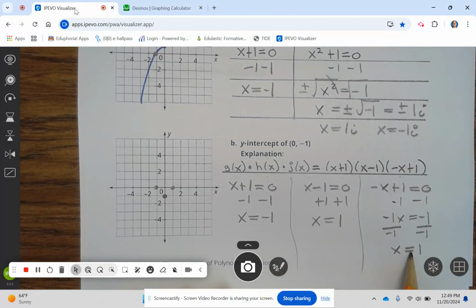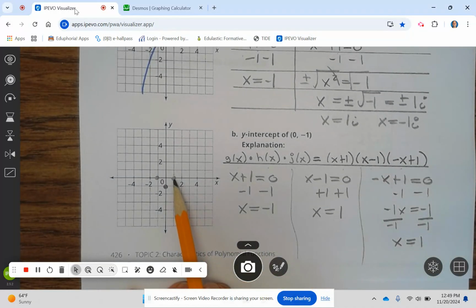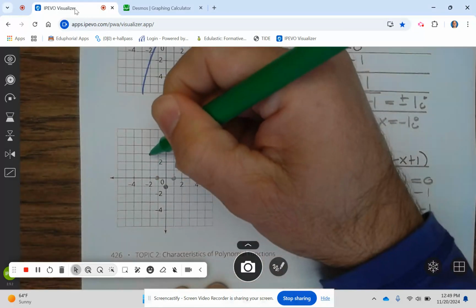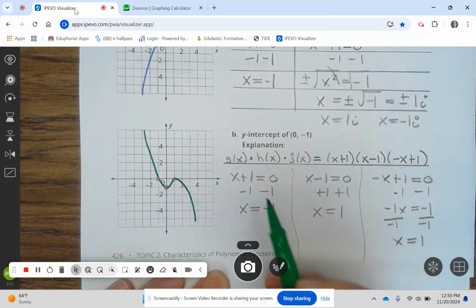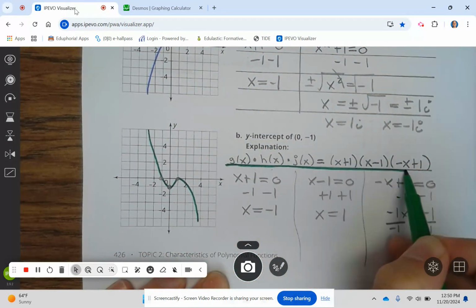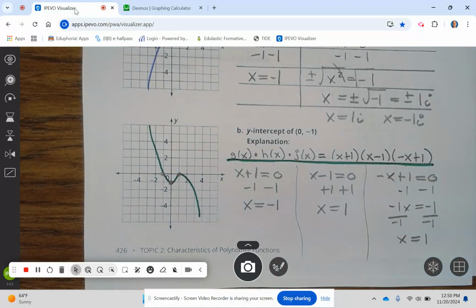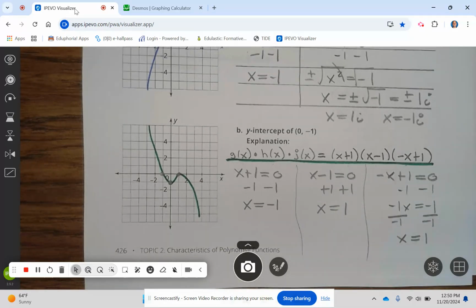So x equals 1 multiplicity of 2. Okay, so that means we're going to touch and turn there. So we're going to come here, back up, touch, and turn. Okay, go ahead and finish up 1B. Let's take a look at the next page.